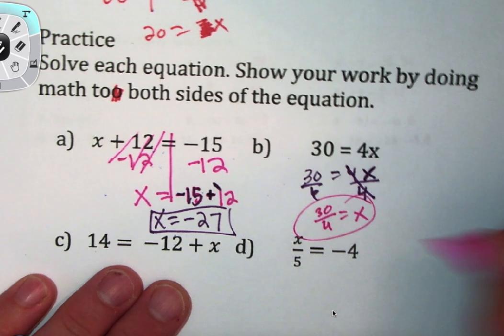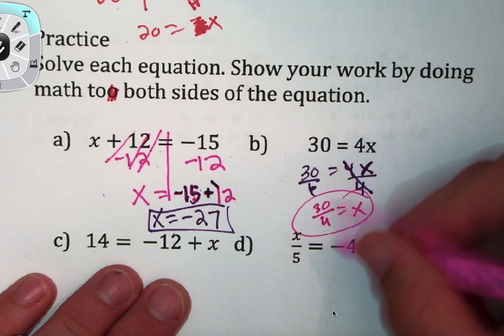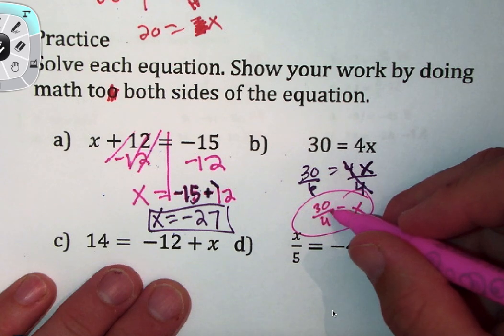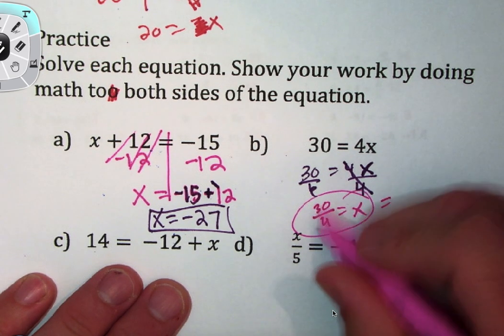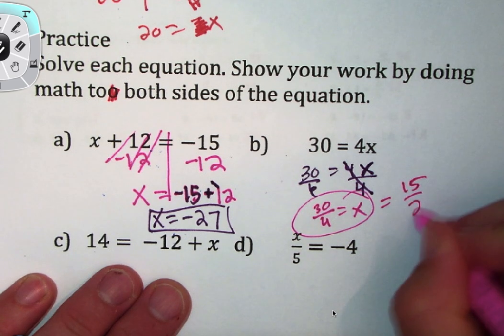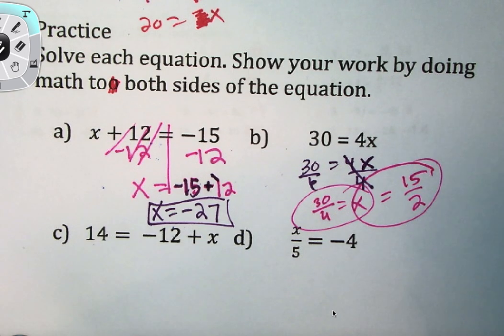Done. Boom. Oh, unless, can we simplify this a little bit more? 30 over 4. Well, yeah, we could reduce the fraction, right? Divide them both by 2, you get 15 over 2. Boom, found it. So is this fraction simplified now? Are we good? The answer is yes. You don't have to write it as 7.5.